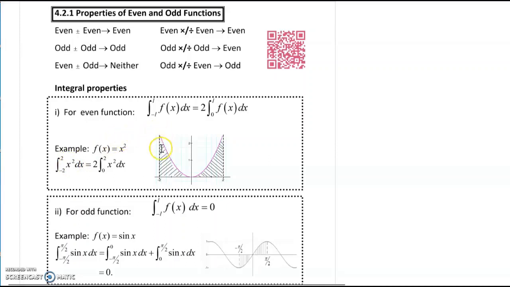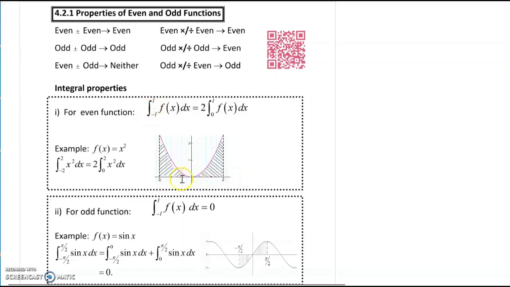This is only true if f(x) is the even function and the limits of the integral are from negative L to L. Meaning that if the integral is from negative 1 to 2, then this is not true. This is true if we have negative 2 to 2, or in general negative L to L.